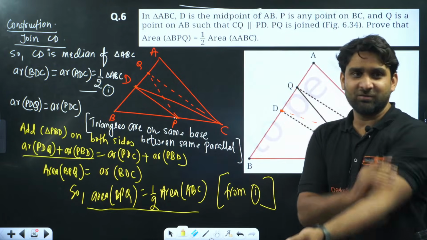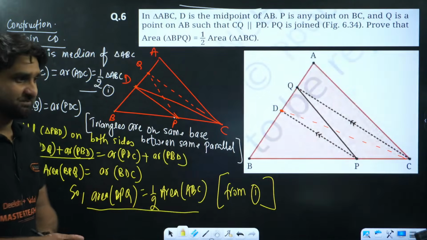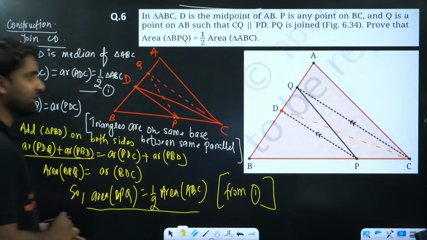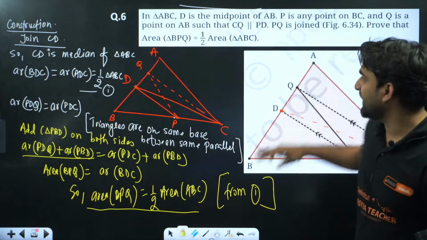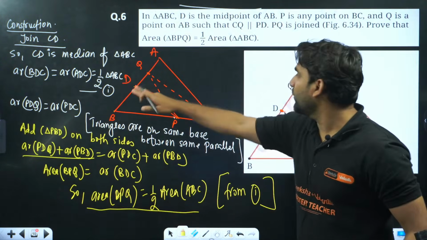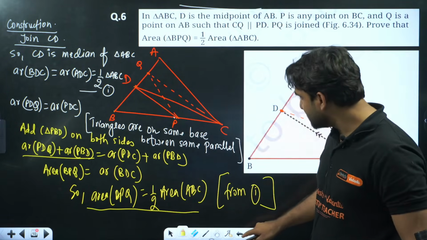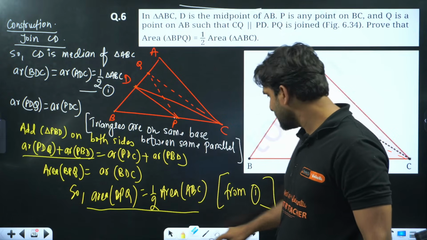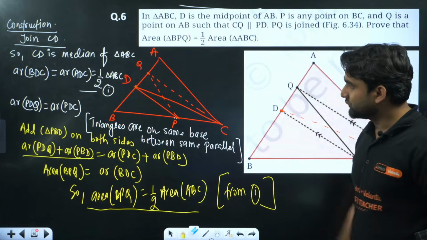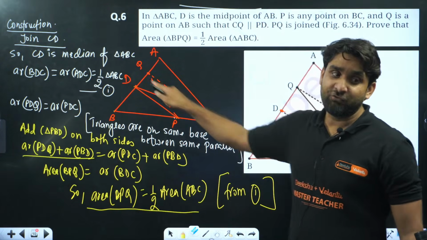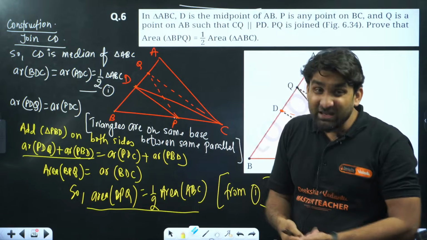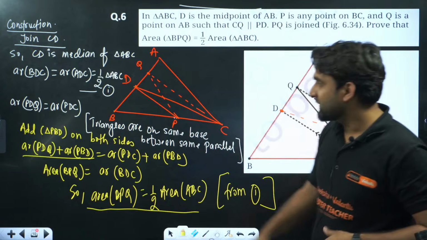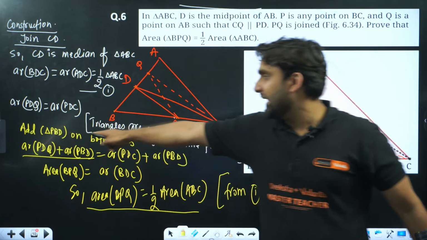This is a really good question, I would say. Very good question, because in this question a few constructions are required: to join CD. So construction was CD, and after joining CD it has become a median. And what is the work of a median? Median divides the triangle into two equal parts.